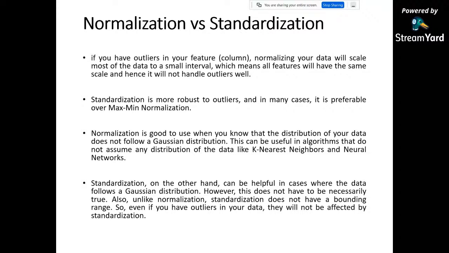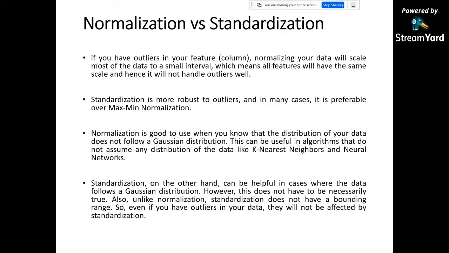Another point is that standardization can be helpful in cases where the data follows a Gaussian distribution. However, this does not have to be necessarily true. This is important: unlike normalization, standardization does not have a bounding range. So even if you have outliers in your data, they will not be affected by standardization. That's why I told you standardization is the more preferred choice, because it is robust to outliers, but normalization is not. So keep this point in mind.